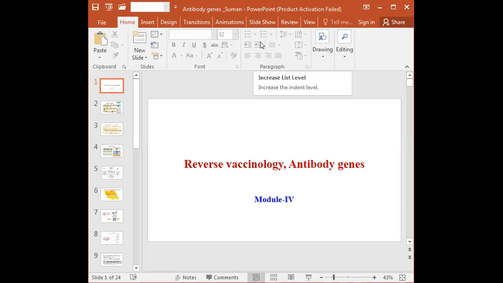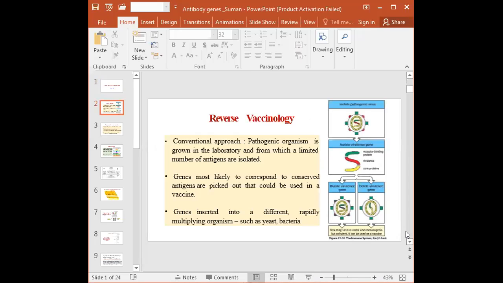So today I am going to discuss the topics reverse vaccinology and antibody genes. These two topics belong to module 4 of the MBT201 course. First, I will start with reverse vaccinology.